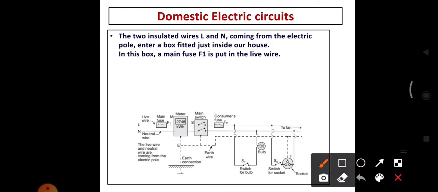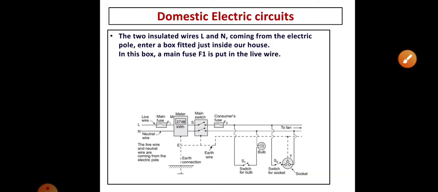See, this is an electric pole. From the electric pole, we take two wires. One is the live wire and the other one is the neutral wire. And first we connect the live wire with the main fuse. This is the main fuse F1.